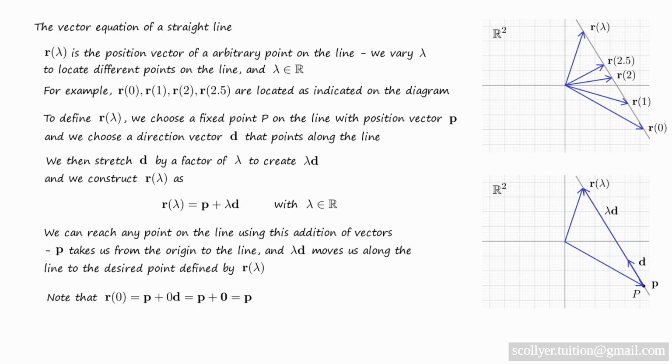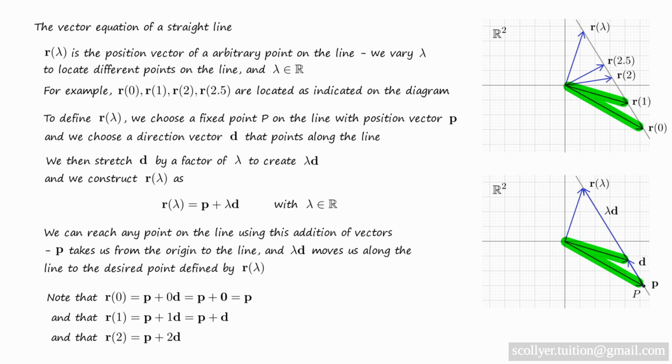desired point. Now we can note that r of 0 equals P plus 0D, which equals P plus 0, which equals P, so that this vector is the same as this vector. And we can note that r of 1 equals P plus D, so that this vector is the same as this vector. And finally, we see that r of 2 equals P plus 2D, so that this vector is the same as this vector.